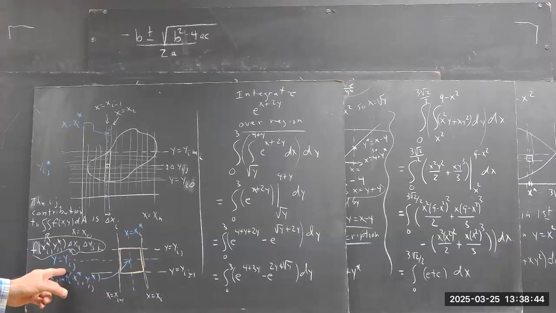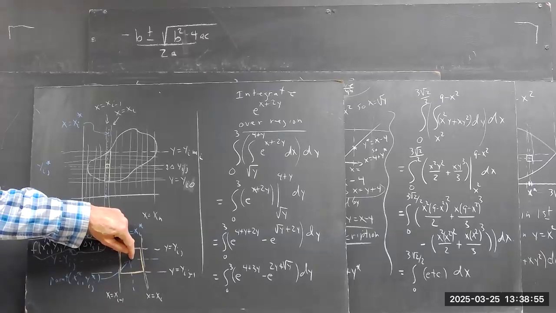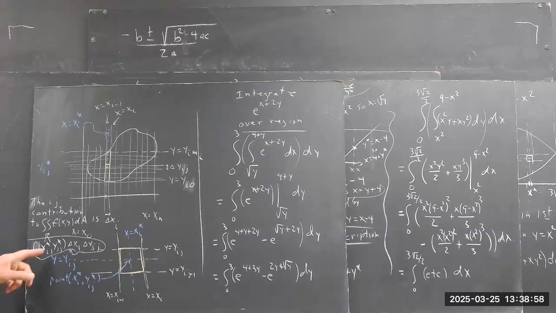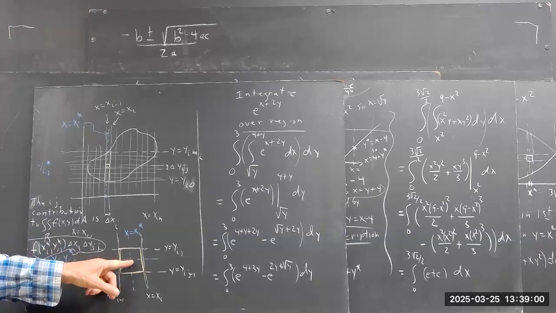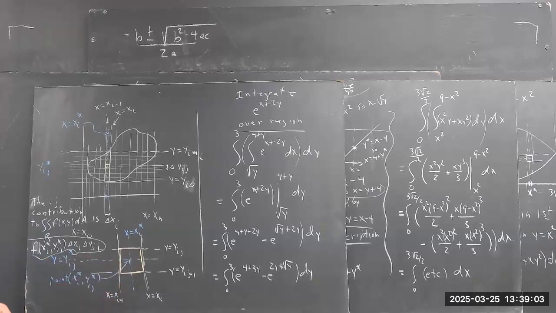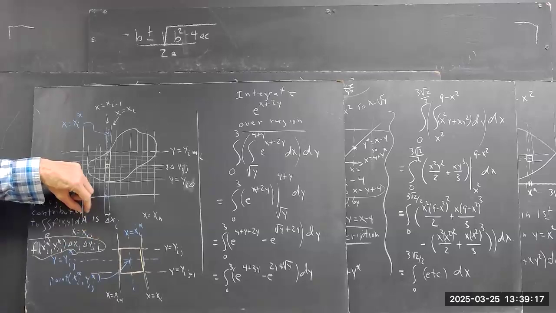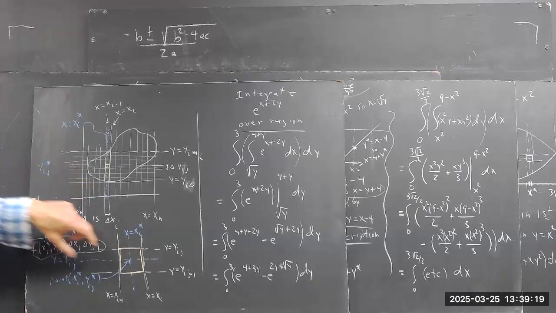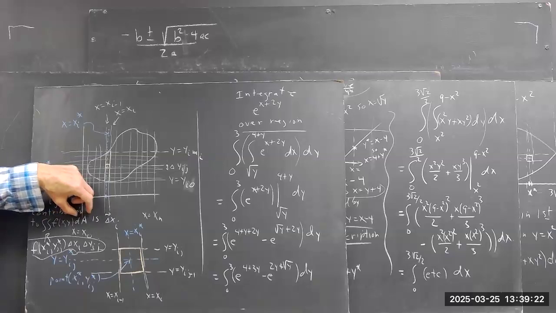Can you read that? Why is it this? It's because that's the value of this function on this interval. That's the value of the function at this random sample point. And delta xi is the width, delta yj is the height. These are the dimensions, so this is the area. Okay, so this corresponds to this contribution of this increment to the f of x, y, dA.